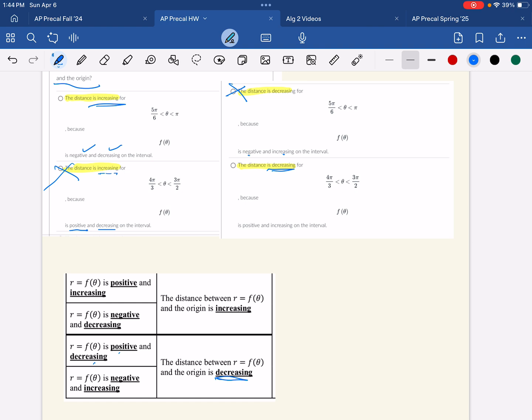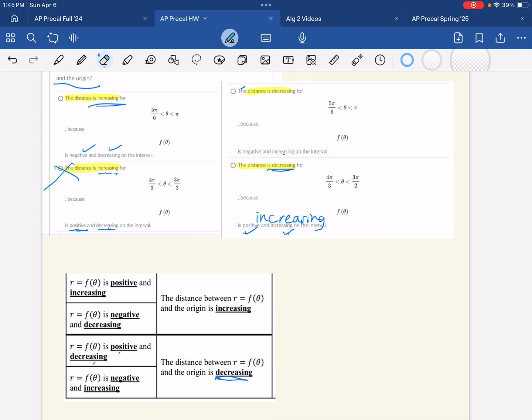It says decreasing because the function is positive and increasing on the interval. Uh-oh, that's not going to work. So let's see. I feel like I've crossed out one now that shouldn't be crossed out. So the distance is decreasing because the function is positive and increasing. That definitely overall means increasing. Last one, positive decreasing means not increasing. Next one, negative and increasing. Oh, that does mean decreasing.